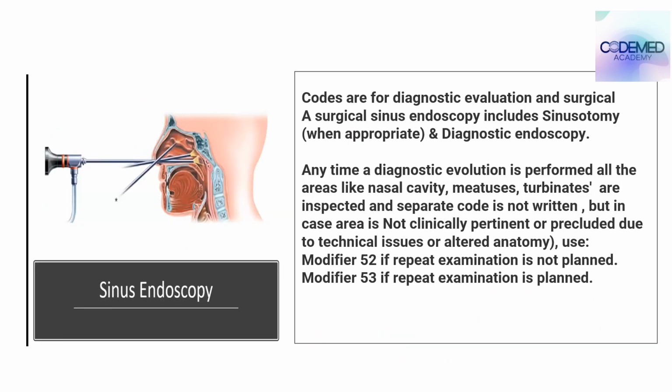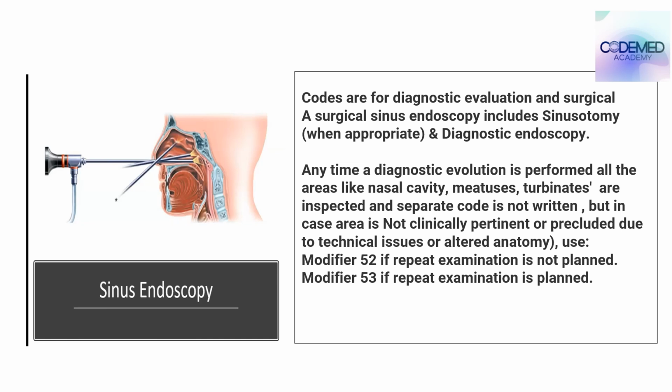So we always carry out the sinus endoscopy. Now what are the two important guidelines? Codes are for the diagnostic evaluation and surgical endoscopies. A surgical sinus endoscopy includes the sinusotomy. Sinusotomy means basically creating an opening for the scope to go in. So whenever you are doing the endoscopy, the sinusotomy is always included, and even the diagnostic endoscopy. And that is true for all the scopies, that whenever the diagnostic and the surgical are carried out in the same sitting, we only code for the surgical.